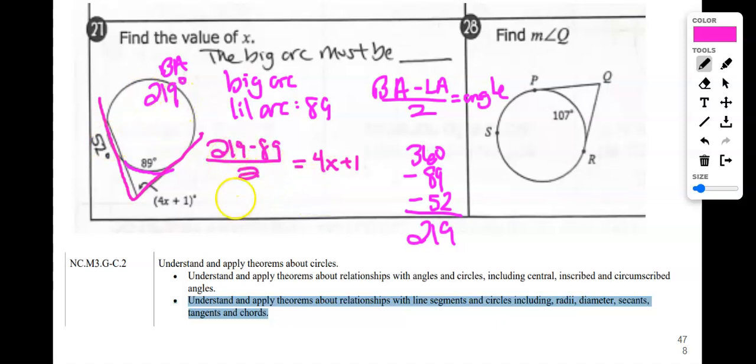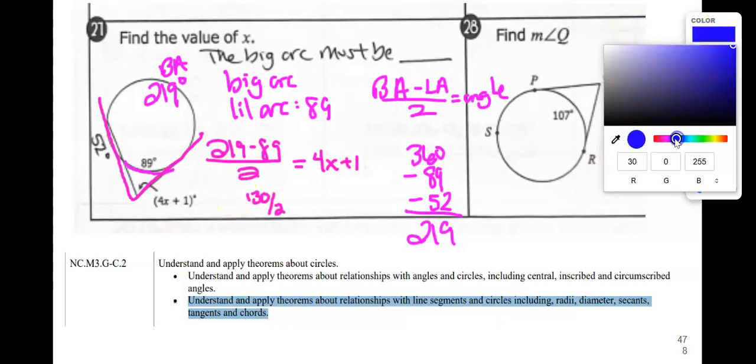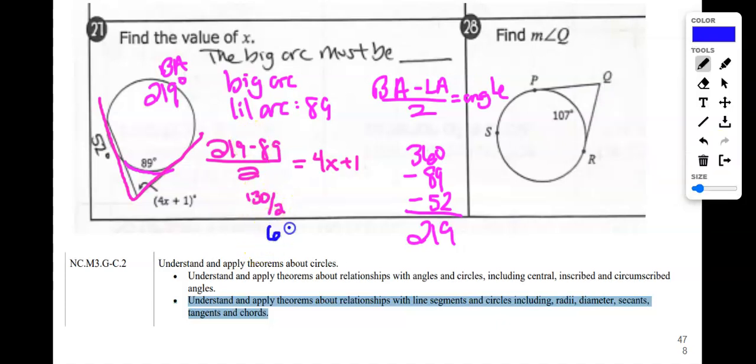Subtract this, and I'm down to 130 over 2 when I subtract that, and go ahead and divide it to get to 65. And it's a pretty easy two-step equation from this point. Subtract 1 is 64, and divide by 4, x is 16.